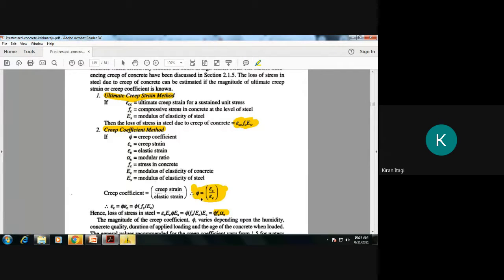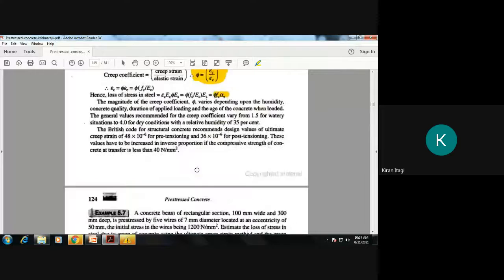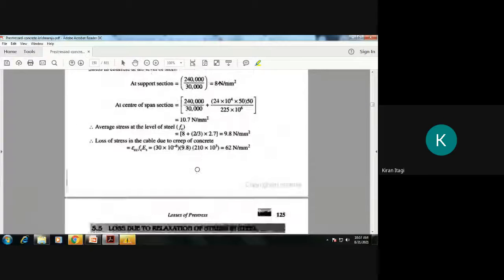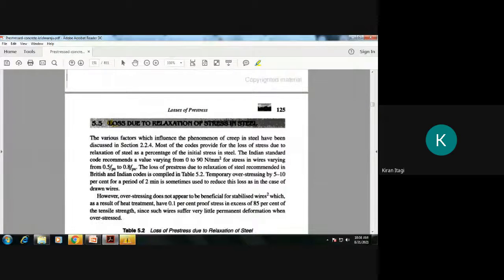And sometimes he won't give the value of the creep coefficient. Just remember the formula, that is epsilon t over epsilon e. The thing is that here you have to remember the formulas. Once you start solving the numericals, it will be fixed in your mind, and most of the formulas are available in the codebook also. Don't get tense about remembering the formulas.